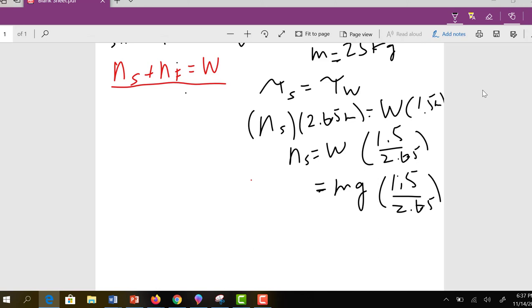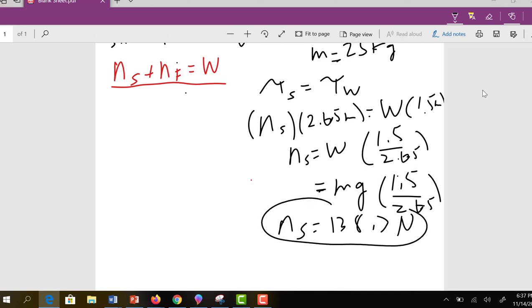So normal shoulder, oops, I forgot the 9.8. One second here, 25, that's the mass, times 9.8, that's g, times 1.5 divided by 2.65. Okay, now I think we have it. 138.7. 138.7 newtons. That's what they're asking for in the problem.